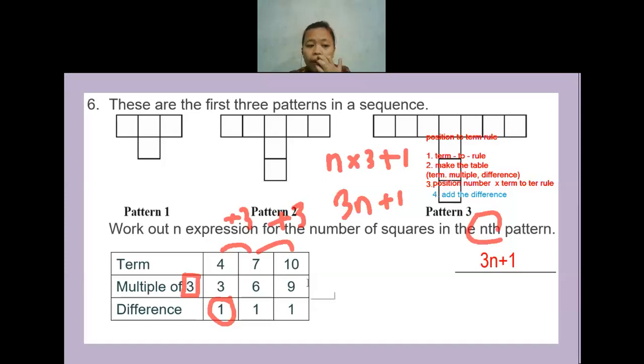So the nth term is the simplest way when we say the position to term rule. But it doesn't mean that you can always replace all the position numbers with the letter n. It depends on the question. If the question asks you about the position to term rule, you have to use 3 times position number plus 1. But if the question asks you about the nth term, you will use 3n plus 1. It depends on which question it is.